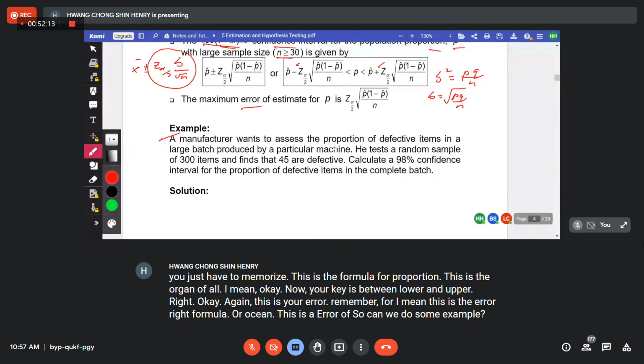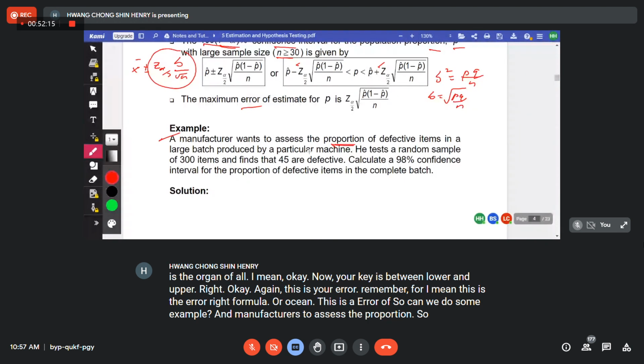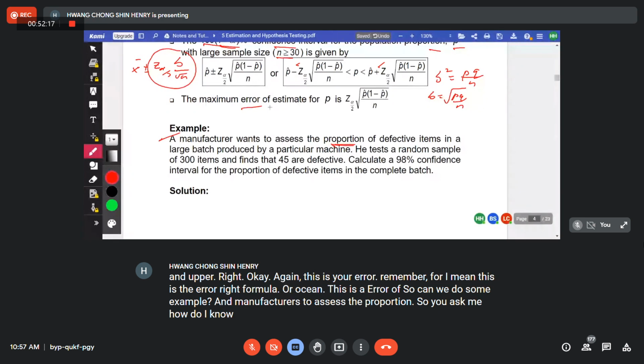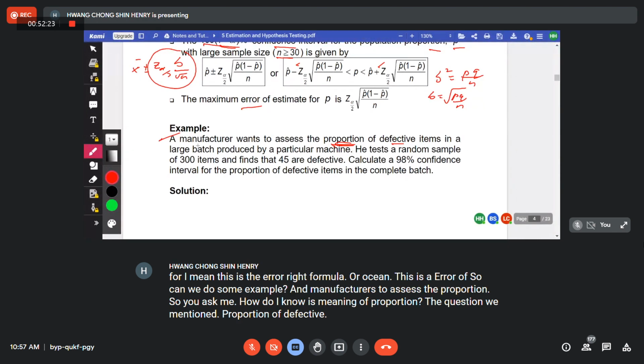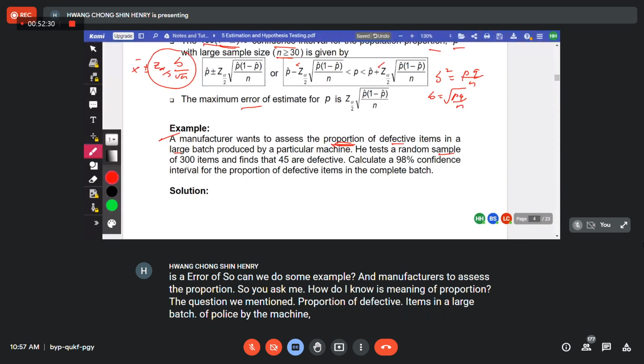When a manufacturer wants to assess the proportion, you ask me, how do I know it's mean or proportion? The question is mentioned very clearly: proportion of defective items in a large batch produced by the machine. We test a random sample of 300. So what's the n here? 300. And finds that 45 are defective.